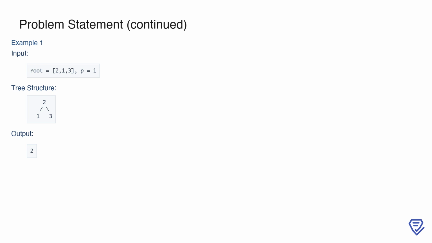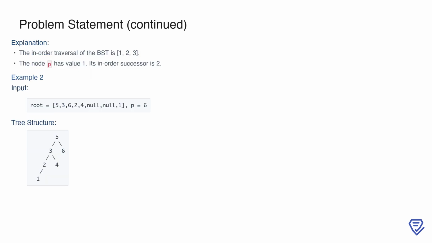Let's consider the first example. The input is a binary search tree with the structure shown, where the root is 2, it has a left child of 1 and a right child of 3. The node p is given as 1. Our task is to find the in-order successor of the node with value 1. The output of this example is 2, which is the next node in the in-order traversal of the tree. This behavior aligns with the problem description because 2 is the smallest value greater than 1 in the BST.